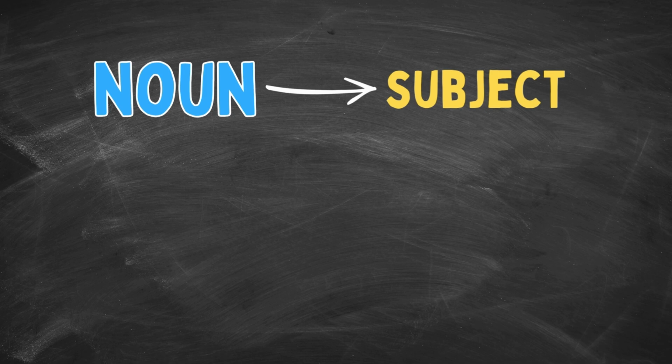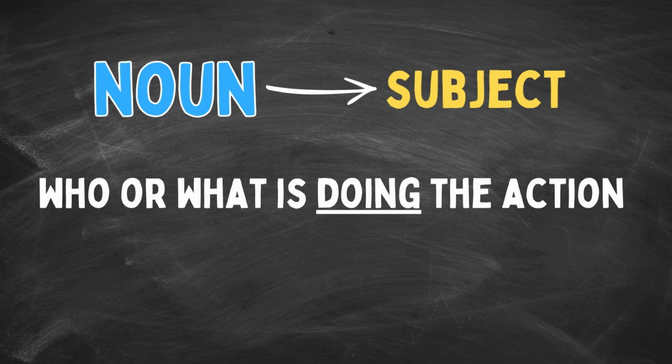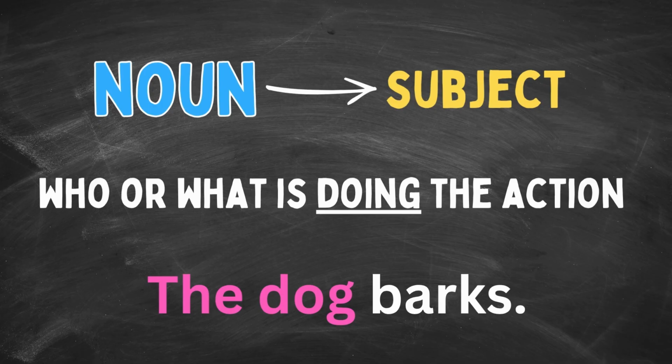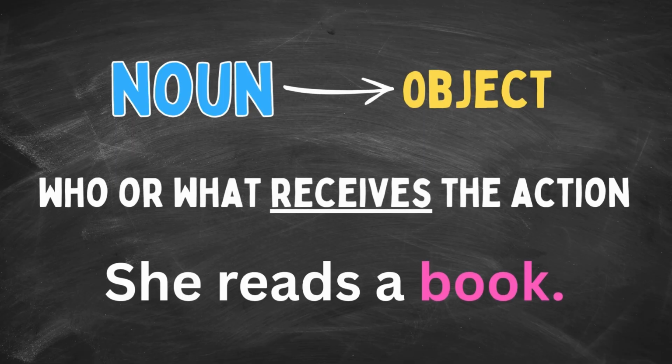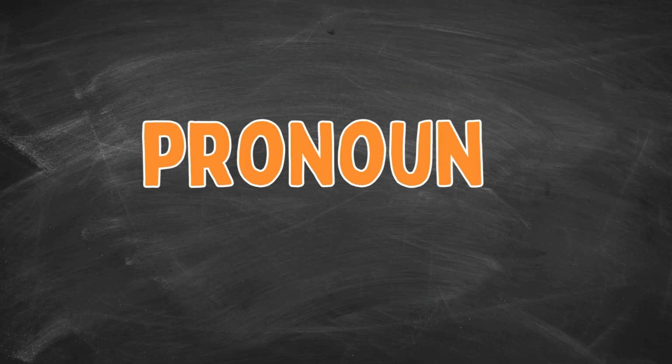Noun as the subject. It tells us who or what is doing the action. For example, the dog barks. Dog is the subject in the sentence. Noun as the object. It tells us who or what receives the action. For example, she reads a book. Book is the object.